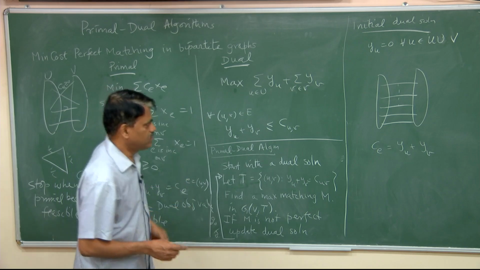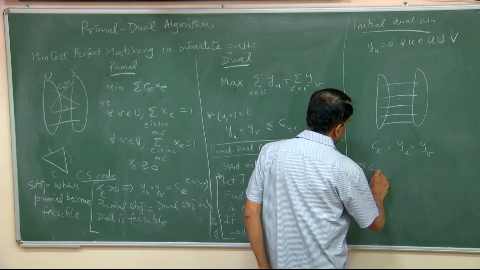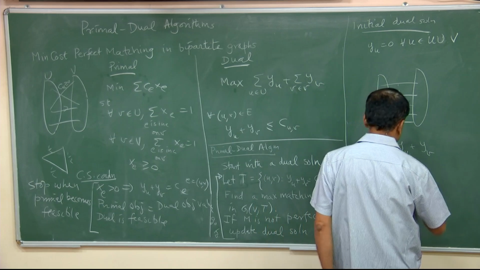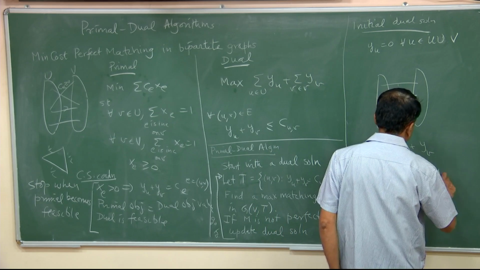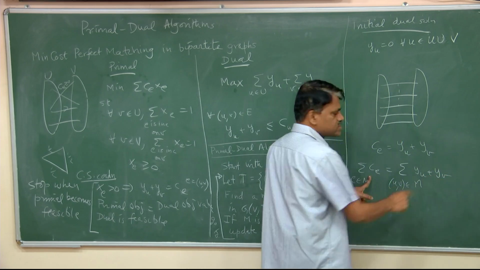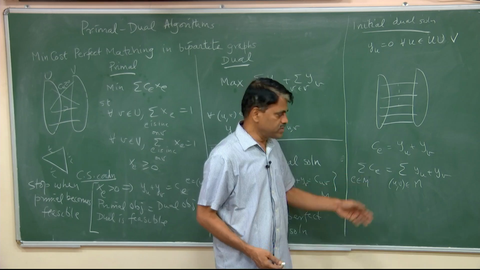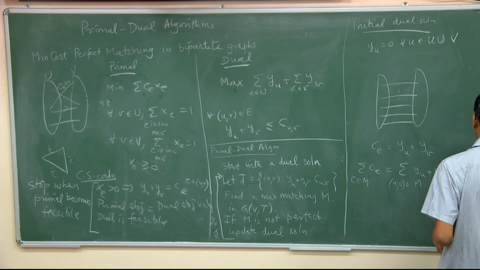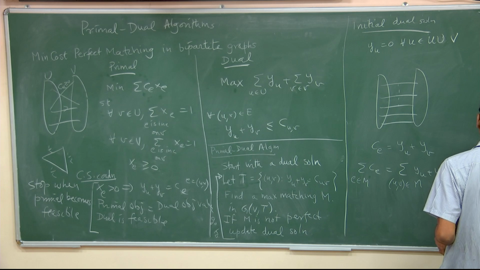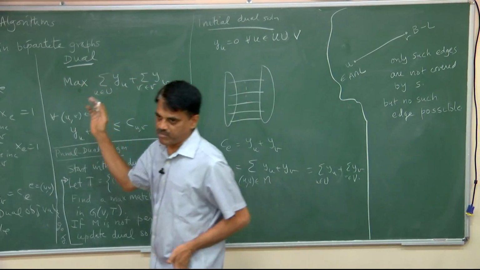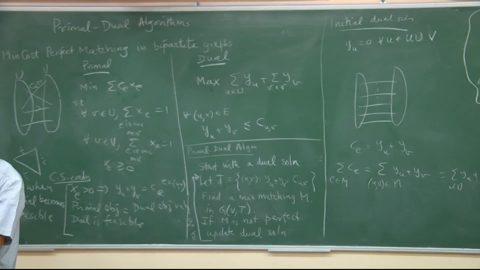Is that clear? So I'm just saying summation c_e over e in M is nothing but y_u plus y_v for all uv in M, because of the type constraints. I'm picking only those edges which satisfy this. But since it's a perfect matching, this is summation y_u plus summation y_v, because every vertex in U is picked. So the objective functions are same. It is perfect matching only when primal is feasible.